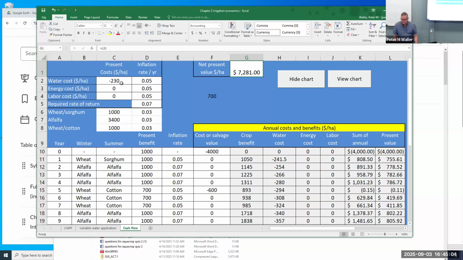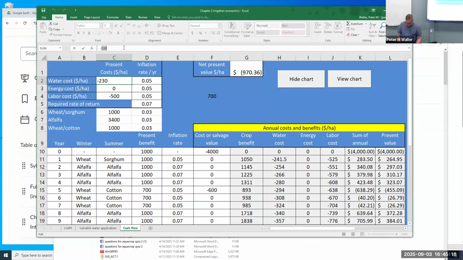Okay, and then if I was gonna do the drip, maybe now I would add in -500. I would increase my water cost, although I have to consider energy too. So maybe -300, because I'm gonna use more water. So we choose if we want to be careful. Well, I think what you should do is do this for drip, for center pivot and flood, and see what gives you the highest net present value.